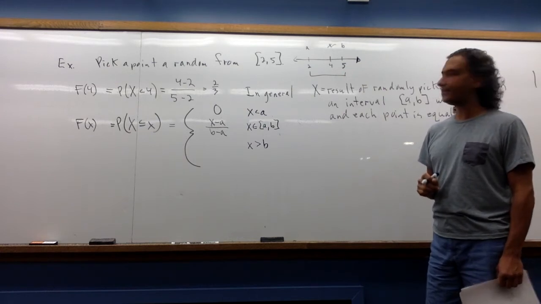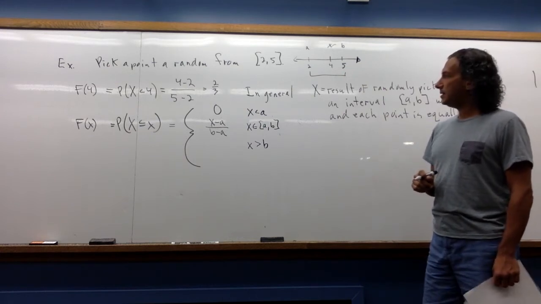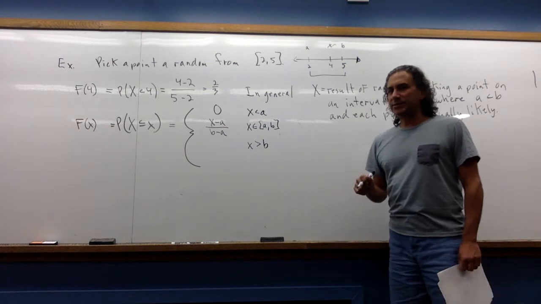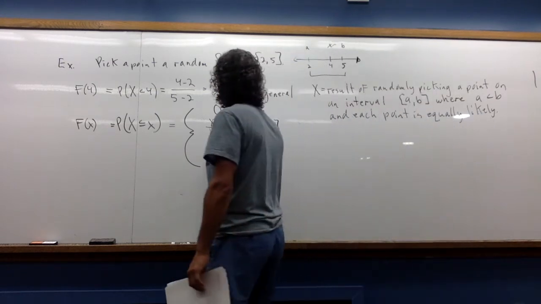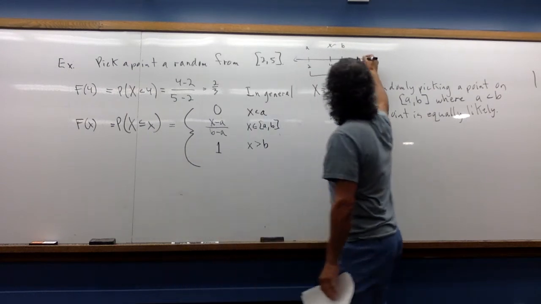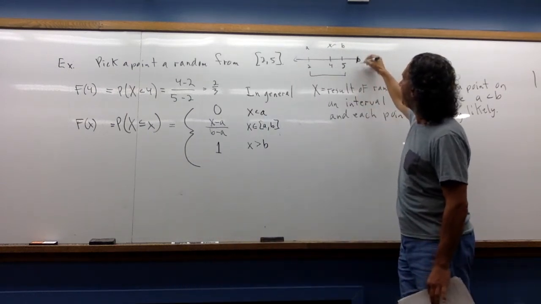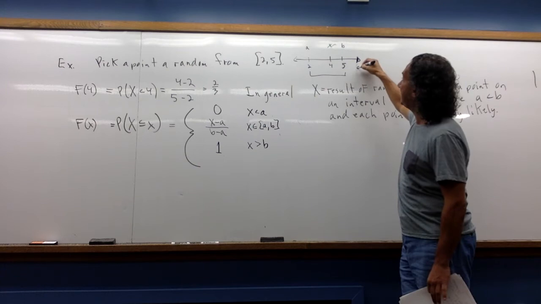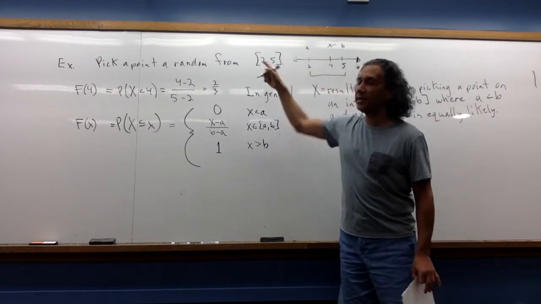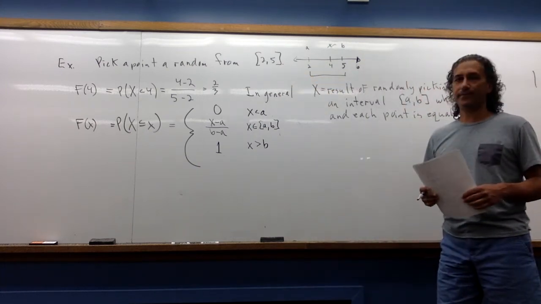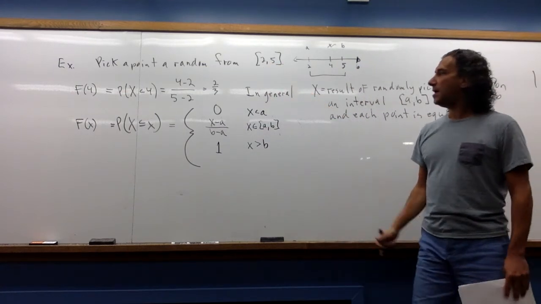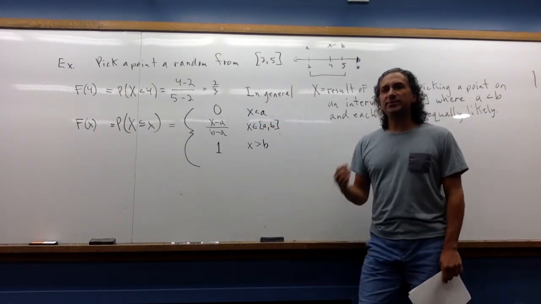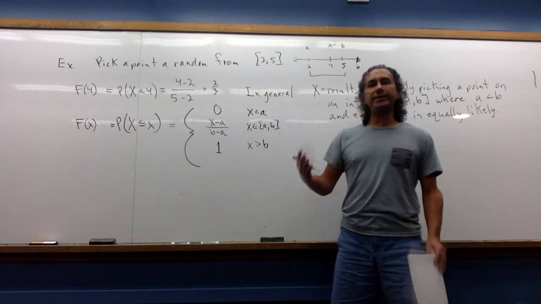Pause the video, think about it. All right, this one's a little bit trickier. A lot of people say 0, but it's not 0, it's actually 1. Right? The probability of being less than or equal to some number out here, like 6, is 1 because all the numbers are between 2 and 5 here. So this is the CDF. Notice we came up with the CDF without integrating anything.